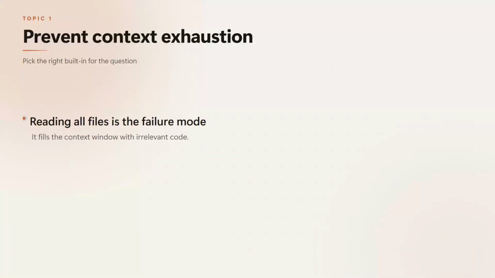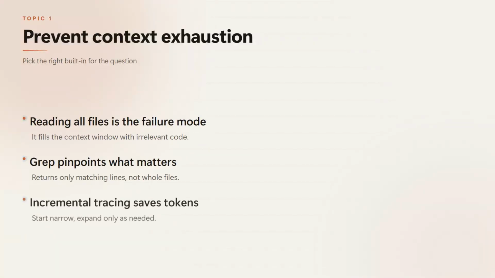The failure this prevents is context exhaustion. In production, reading every file in a module to answer what does this flow do fills the context window with irrelevant code, pushes out important instructions, and slows everything down. It also costs more in token usage. grep gives you the exact lines that match, so you can then read only the files that matter. This is the architectural judgment the exam is testing, knowing that the cheapest, fastest answer comes from the right tool, not from brute force.